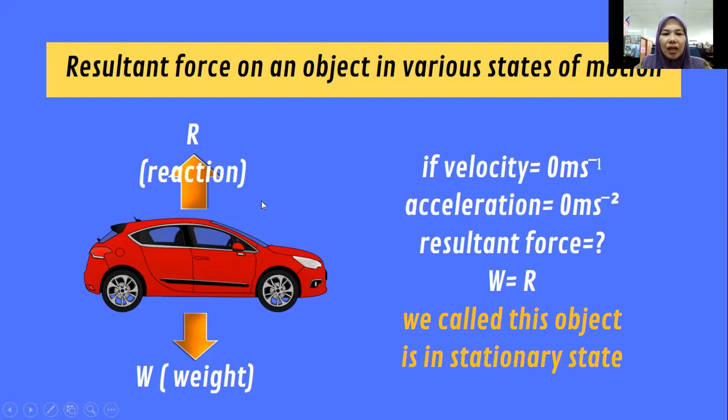If we have an object here, you have to draw every possible force that will act on this object. The possible forces are reaction and weight. If the object is stationary, it has no acceleration, no velocity, and no displacement, zero. So the velocity is 0 meter per second, the acceleration is 0, and the resultant force is zero. W is equal to R, because we don't have any horizontal force, we only have vertical force. W is equal to R. We call this object to be in a stationary state.